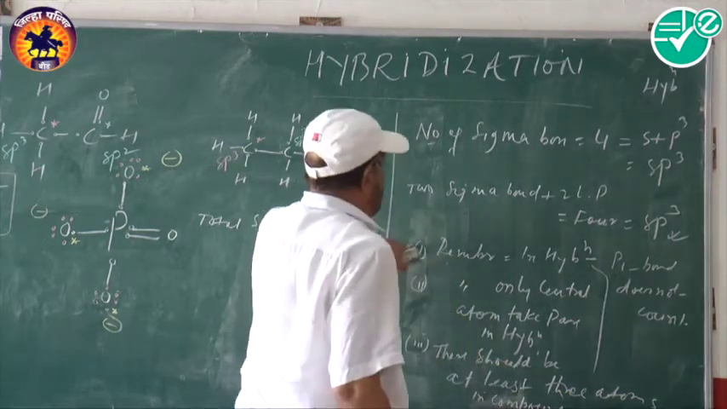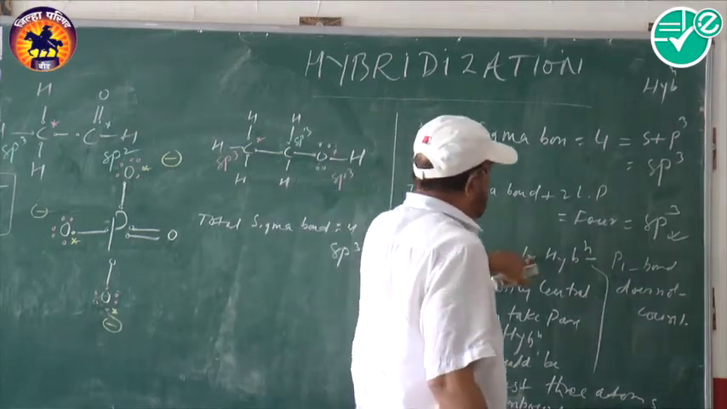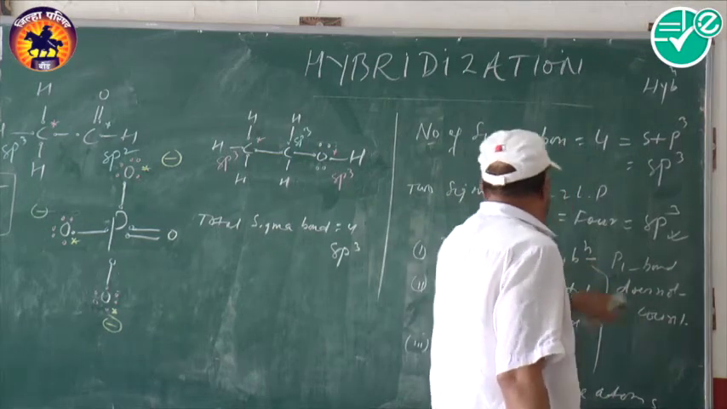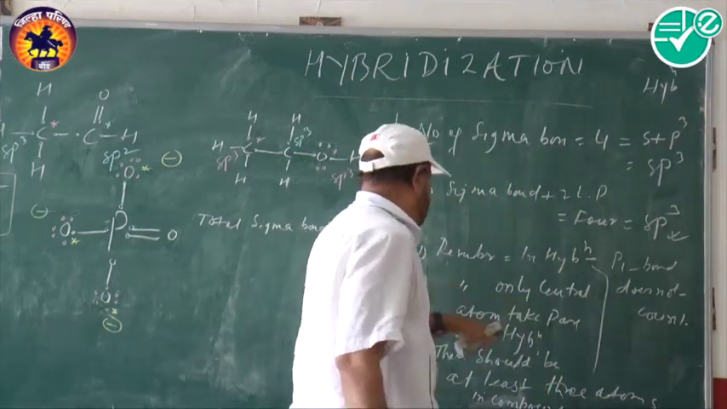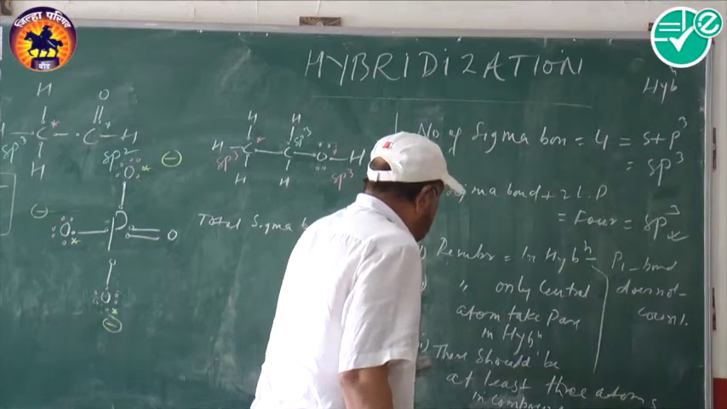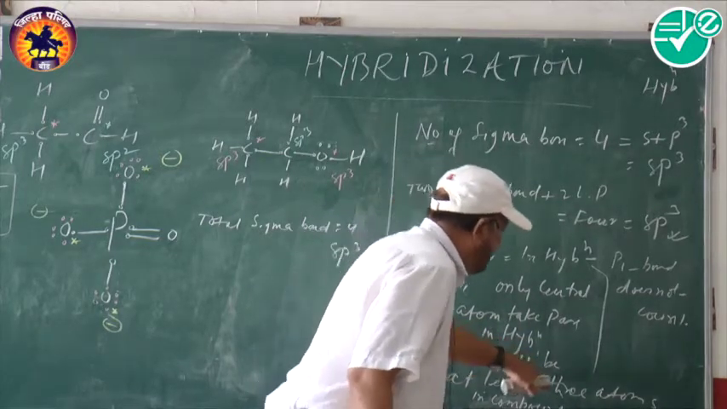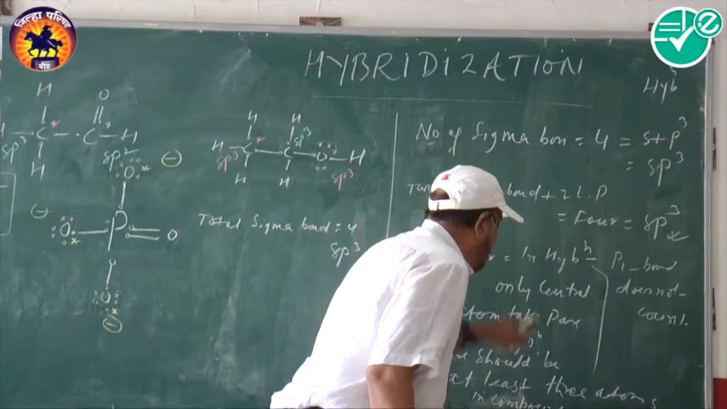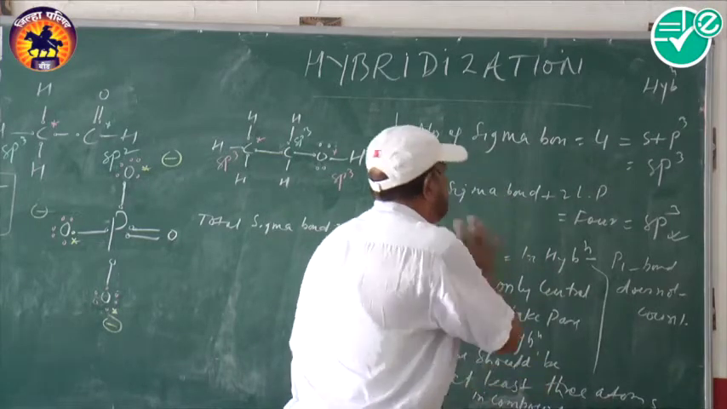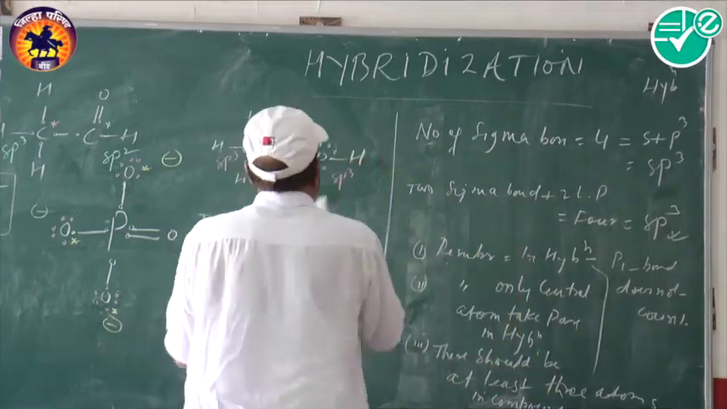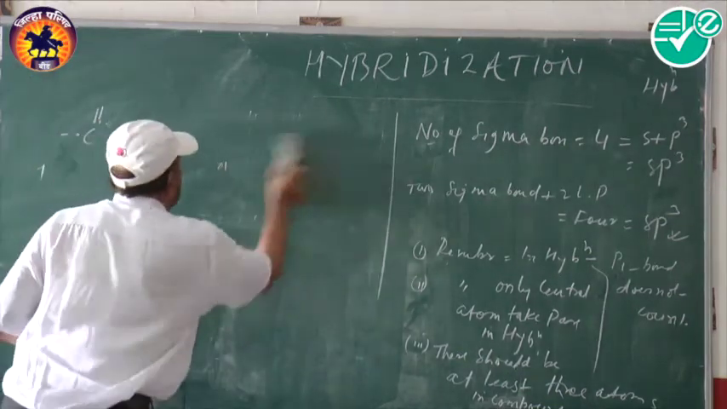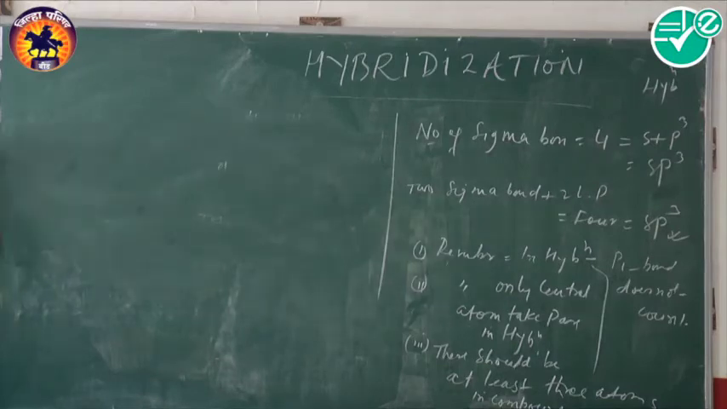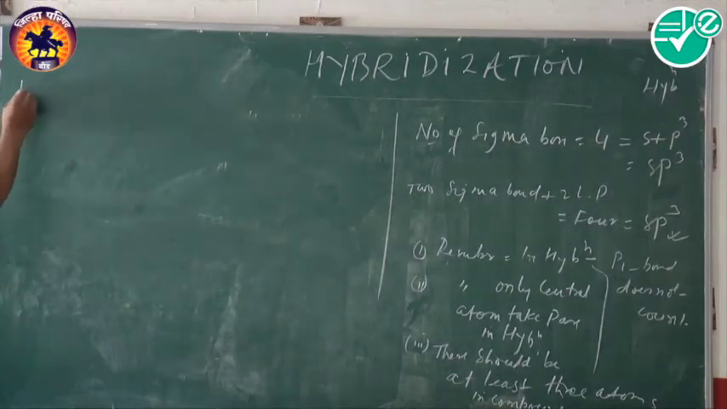Okay. First point, in hybridization, pi bond does not count. Number 2 point, only the central atom takes part in hybridization. Third point, there should be at least 3 atoms in a compound. A compound having 2 atoms does not have any hybridization. For example, see, this is your I2.